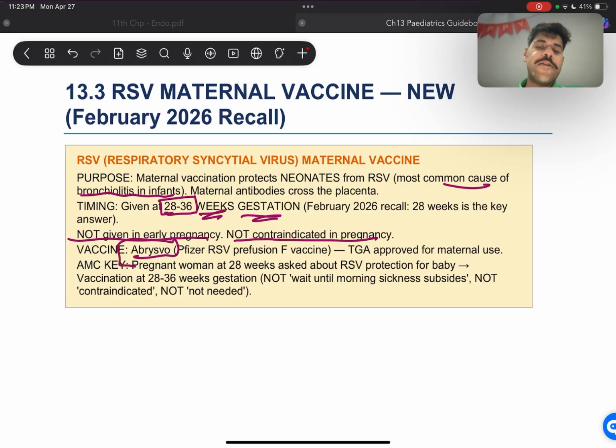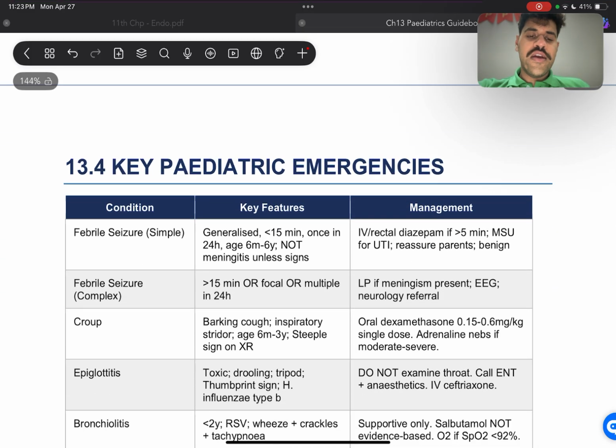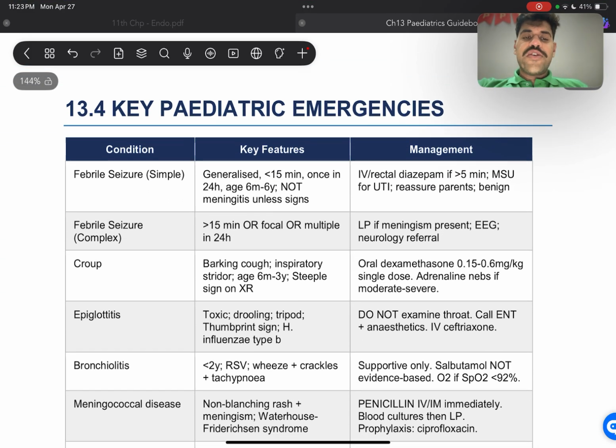Then a pregnant woman is going to come at 28 weeks and ask about RSV protection for her baby. We give a vaccination at 28 to 36 weeks gestation, and we do not wait until morning sickness subsides. All right, and it's not contraindicated and it's not needed. All right, these are the different options that came. All right, now moving on to pediatric emergencies.